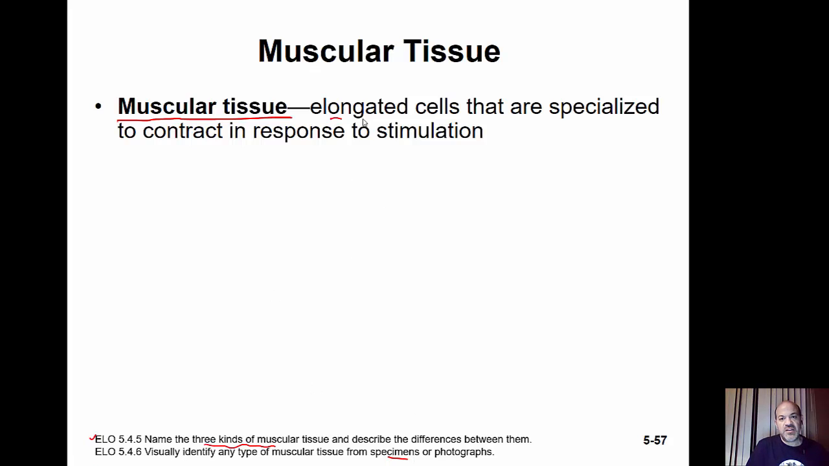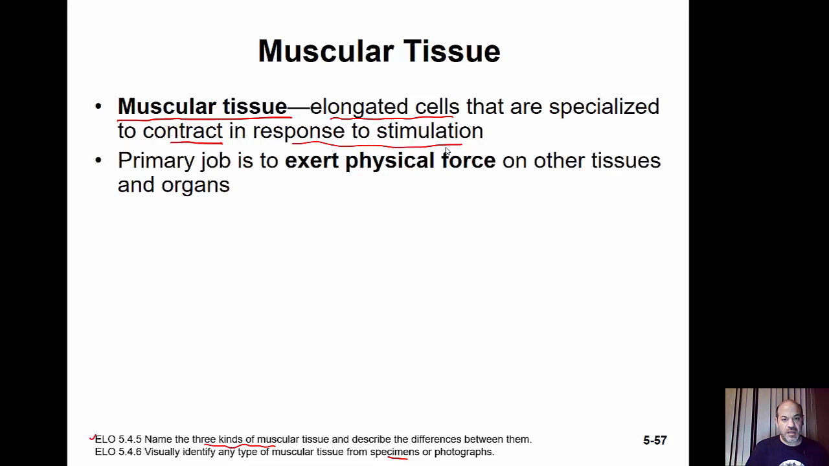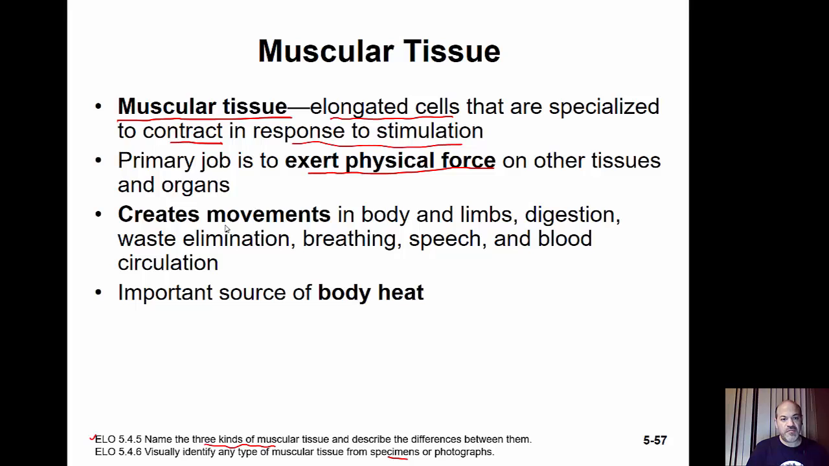It's going to be elongated cells that are specialized to contract in response to stimulation. Okay? So they get stimulated and they then contract. Their primary job is going to be to exert a physical force on other tissues or organs. For example, when they exert force on bones and the bones move.